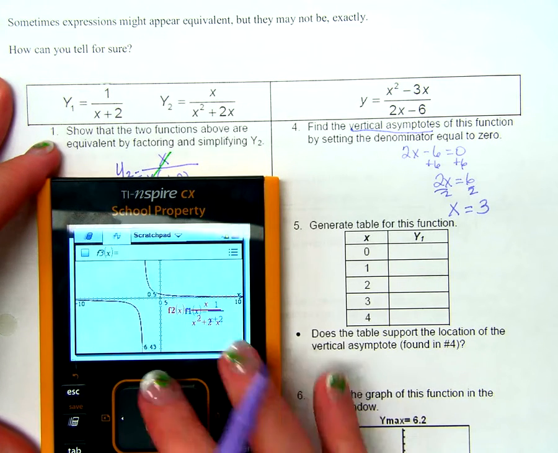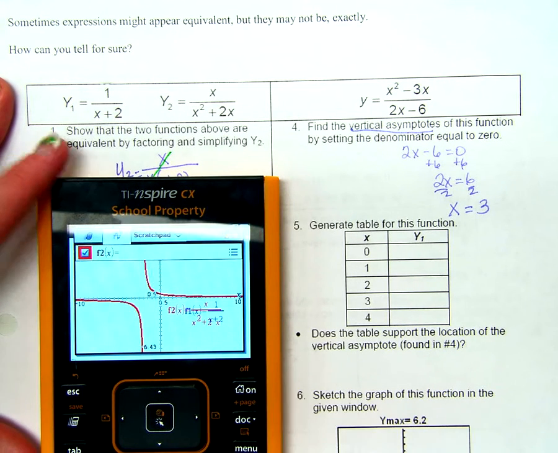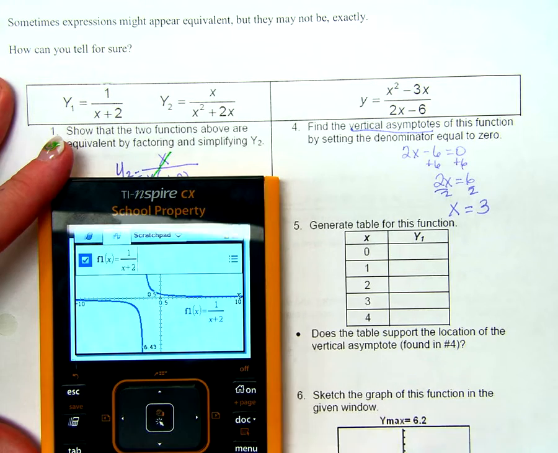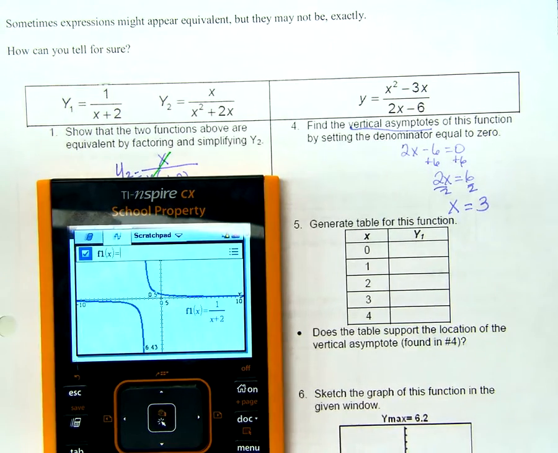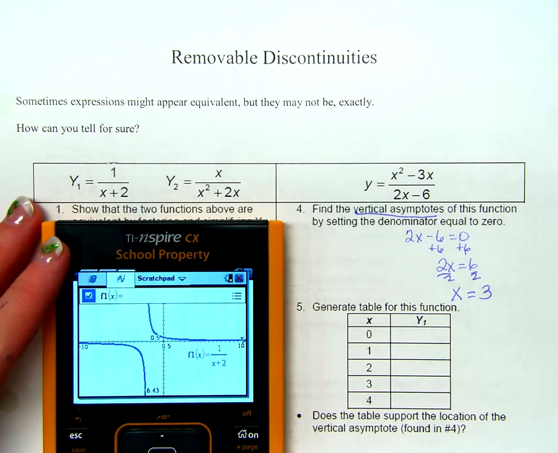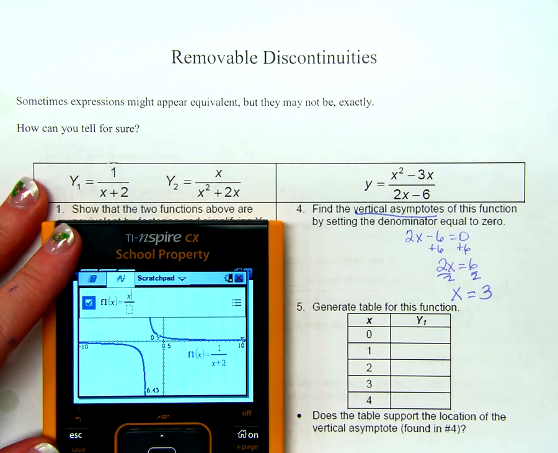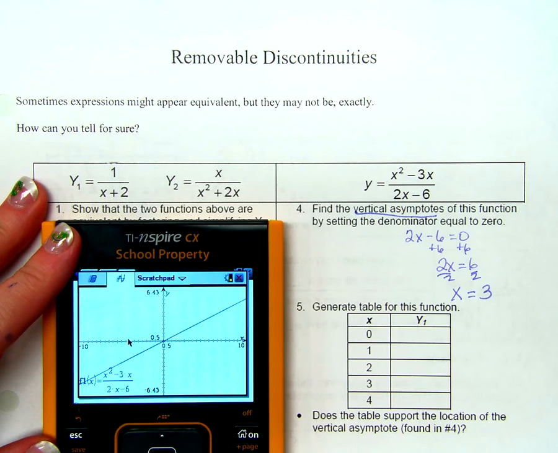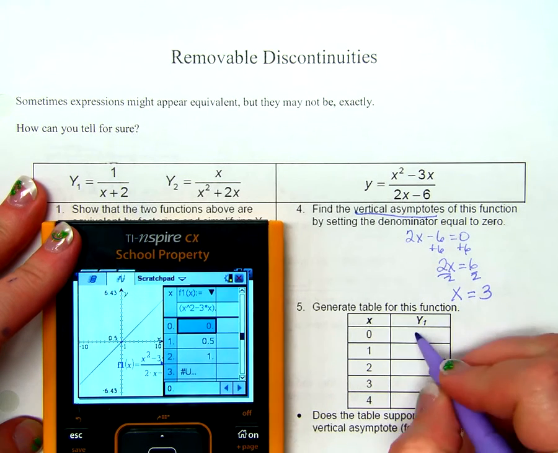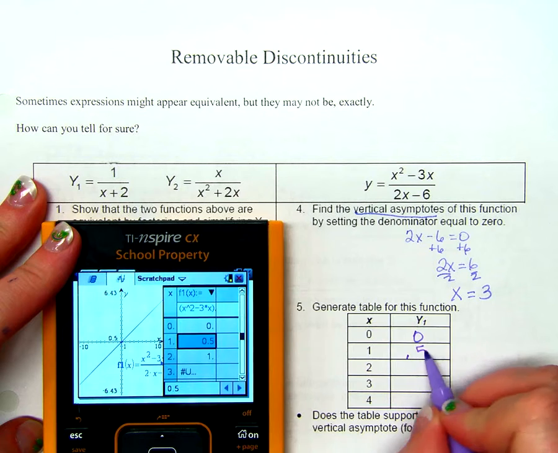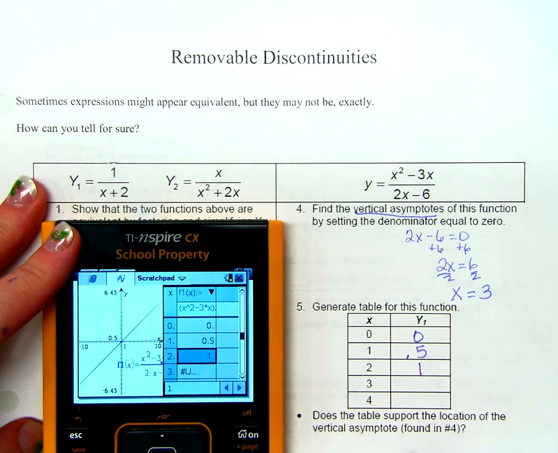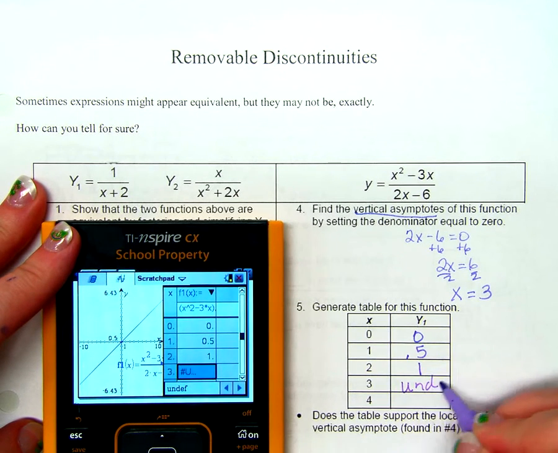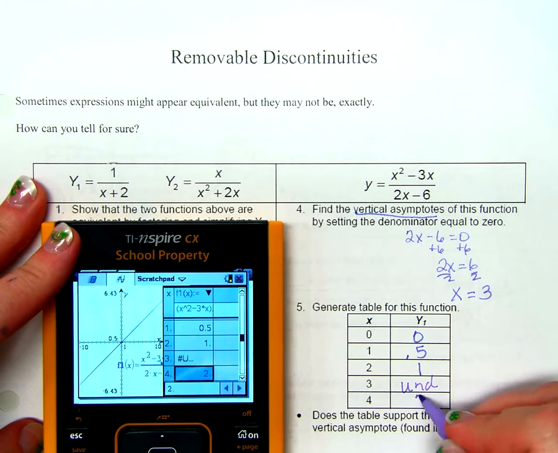Okay? So coming back to my calculator, if I hit tab, and then hit up arrow and get rid of those functions, because now I just want to put in this new one. I want to press control divide to give myself a fraction. X squared minus 3x, and then the denominator is 2x minus 6. Now if I go to look at my table, control T, the value for 0 is 0. The value for 1 is 0.5. The value for 2 is 1. The value for 3 is undefined. And the value for 4, when x equals 4, is 2.